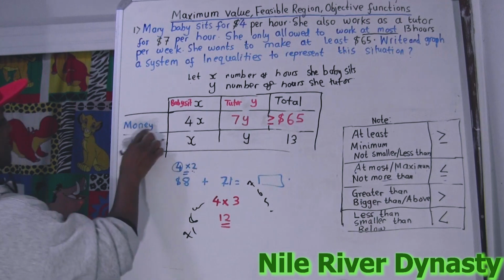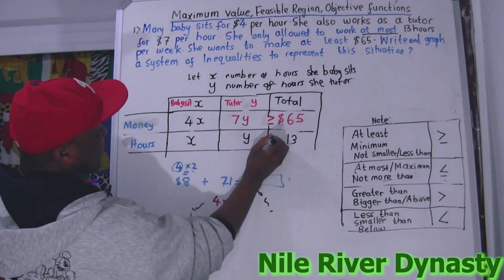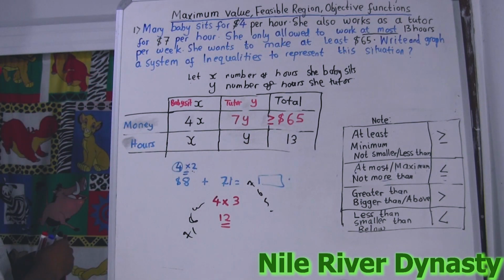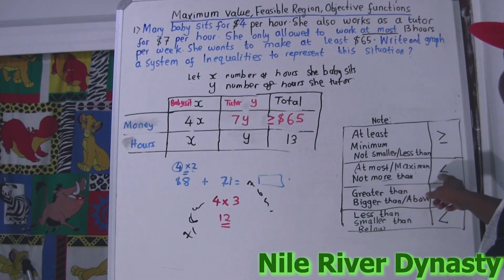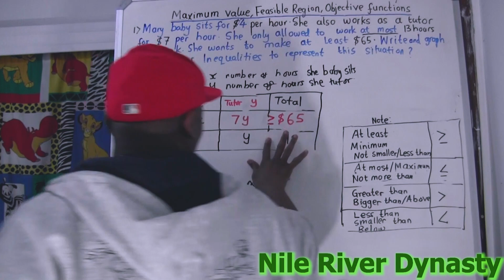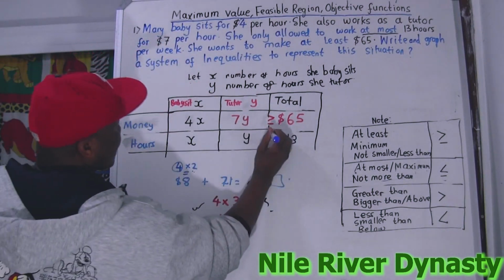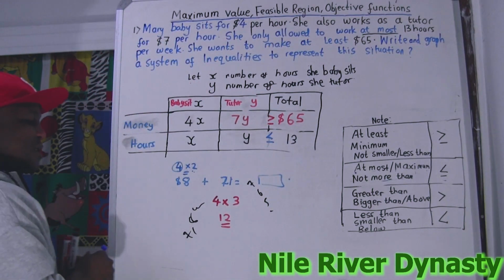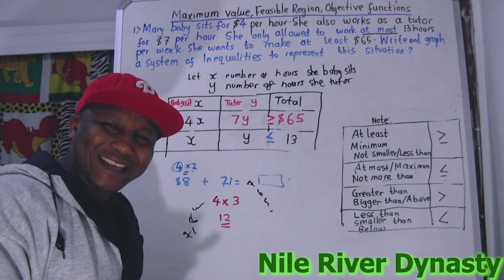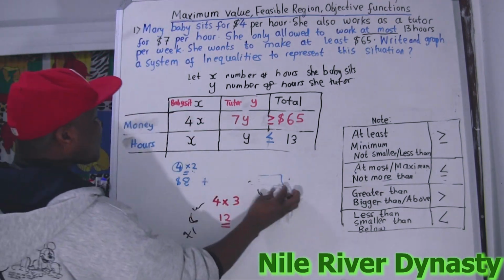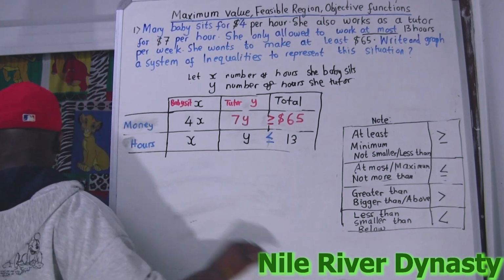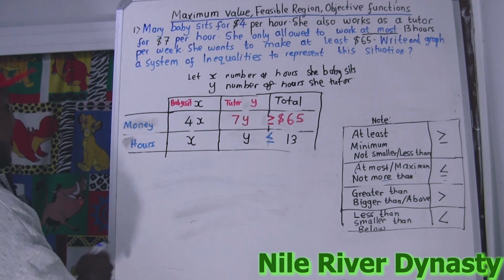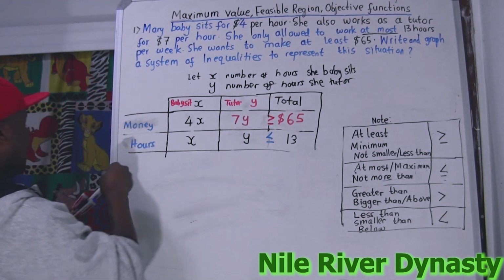x plus y. These together should not be more than 13. So you see, these are hours, these are money. So these together should not be more than 13. Now I have the two inequalities. But at most, what does at most represent? At most, less or equal. So here it's going to be less or equal. So I have two inequalities. We don't have an objective function for this case, but I need to have an extra constraint.